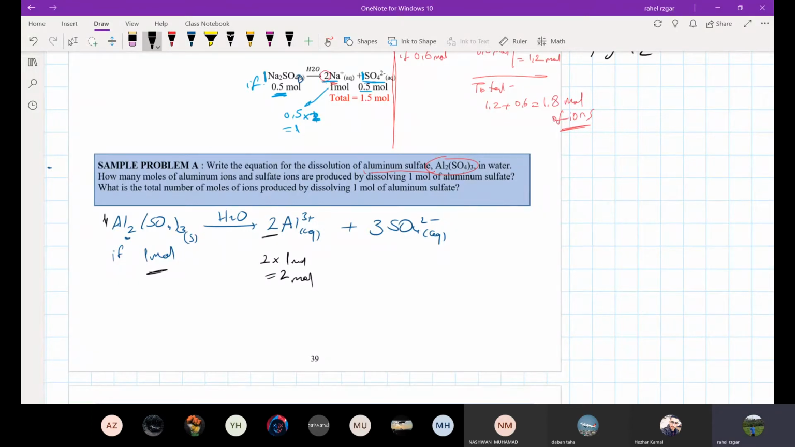What if this one is 3? So 3 times 1 mole, we get 3 moles of ions. And both of them together, in total, we have 5 moles of ions.